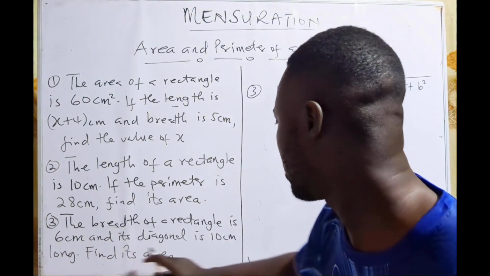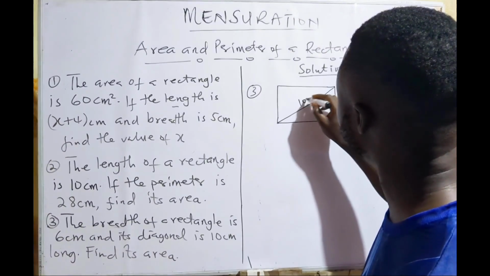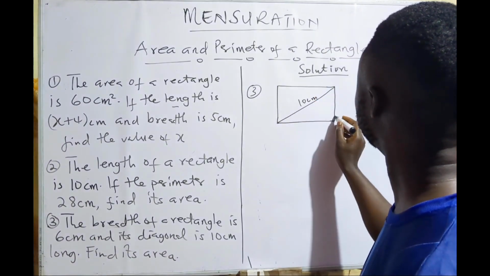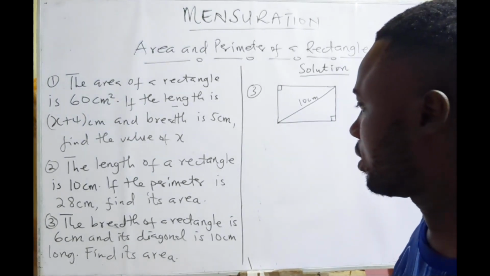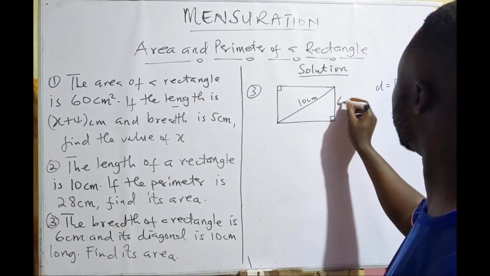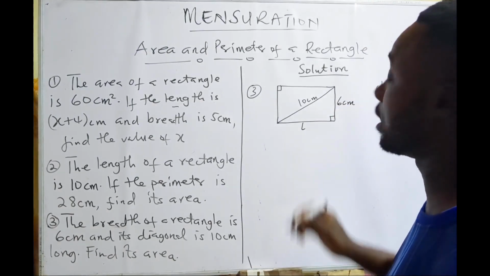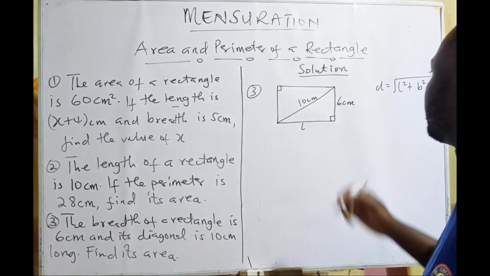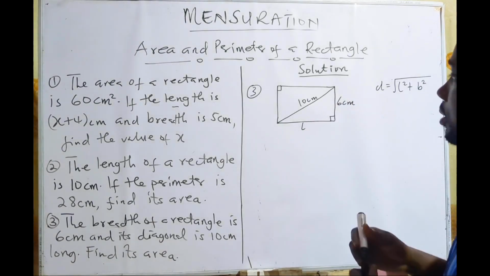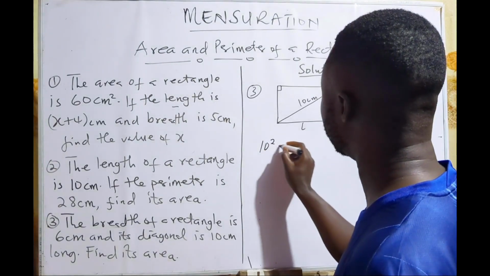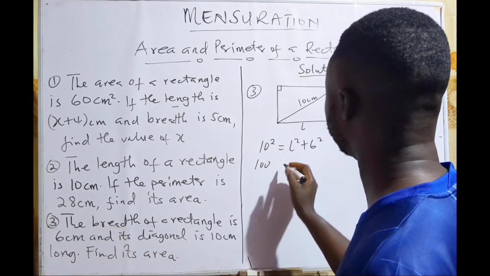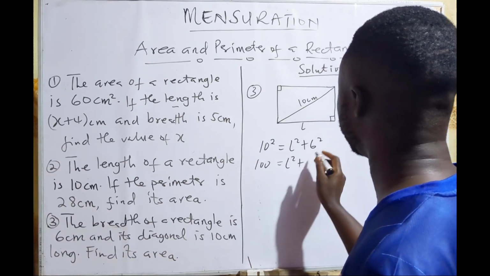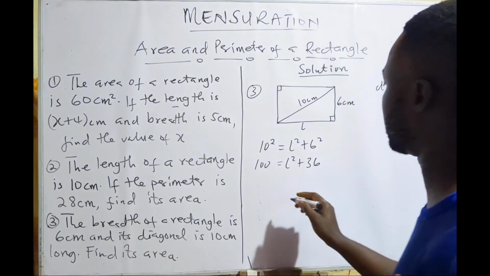So if I draw my rectangle, this is my diagonal. I was given the diagonal as what? 10. So I put here 10 centimeters. Alright. And I was given the breadth as 6. So I have my 6 centimeters. So I'll find the length. Is that okay? So I will say that using the Pythagoras theorem, my 10 square is equal to L square plus 6 square. 10 square is 100. L square plus 6 square is 36.